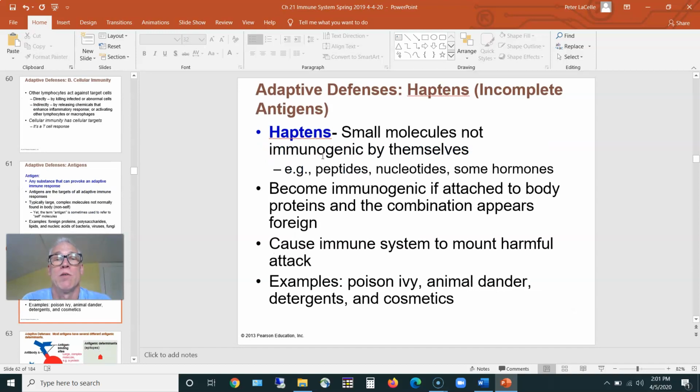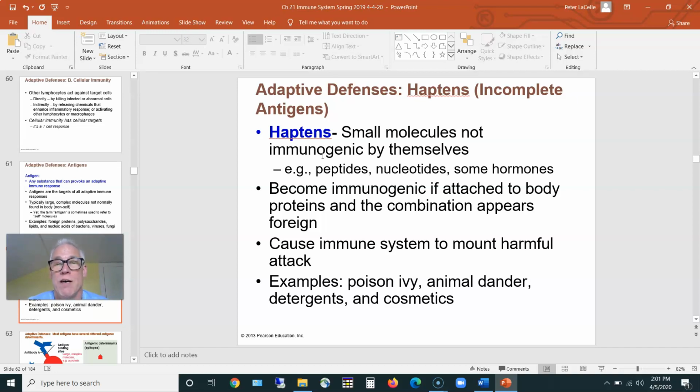They're small molecules that aren't immunogenic by themselves, but they generally cause problems because when they get into the body, they bind to proteins of our own body, maybe extracellular matrix proteins or cell surface proteins. And once they cling to those proteins, the combination looks foreign and acts like an antigen and may cause all kinds of inflammatory responses. Anybody who is susceptible to poison ivy knows what I'm talking about.